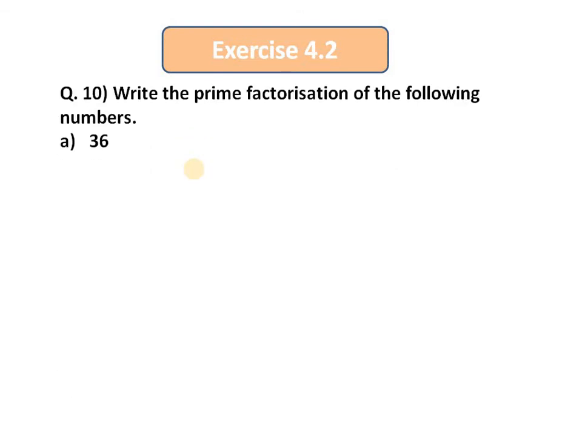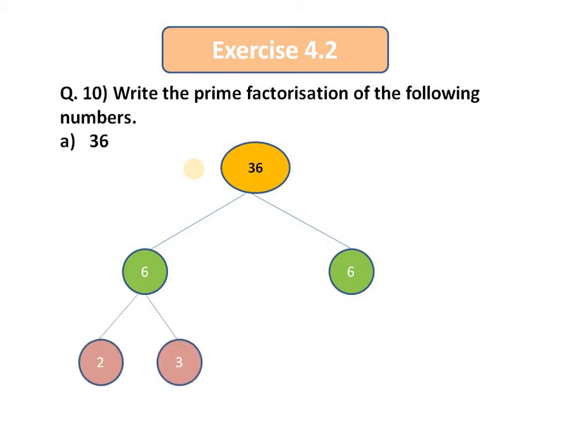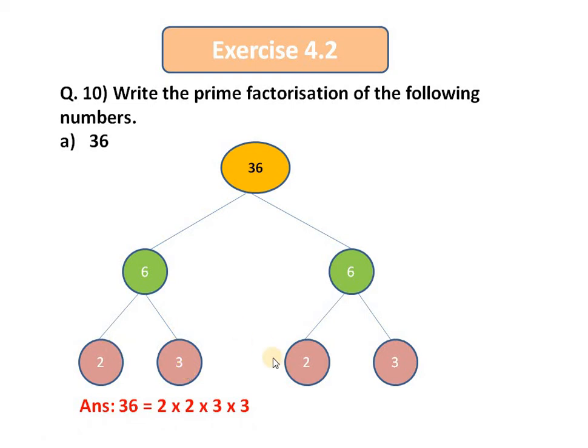Question number 10. Write the prime factorization of the following number. So 36 is written. This is called the prime factorization tree method. We will write down 6 6s are 36. Then we can write down 2 3s are 6. Then we will again write down 2 3s are 6. So the common similar number which we have got over here is 2 multiplied by 2, which is again 2 2s are 4, 4 3s are 12, 12 3s are 36. In this way you are going to write it down.